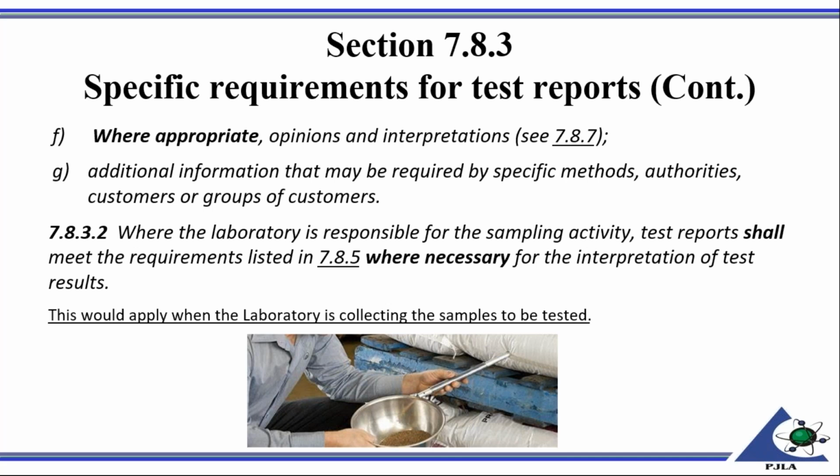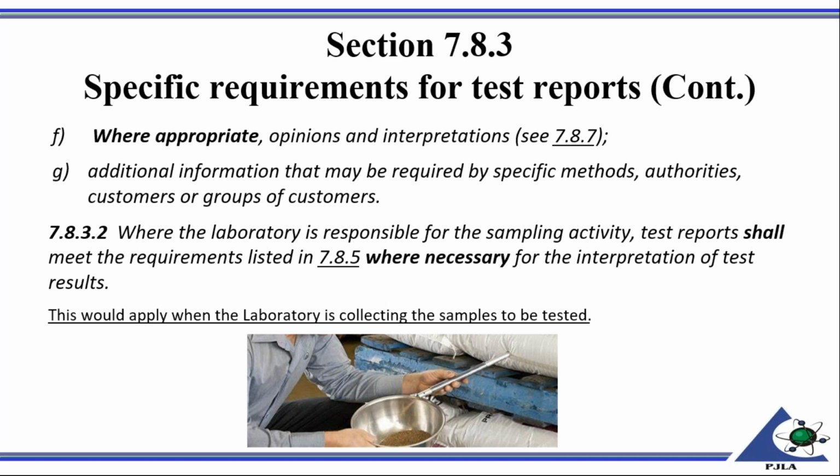Section G, additional information that may be required by specific methods, authorities, customers, or groups of customers. So if, let's say, you have a state requirement, or a government agency, the customer, group of customers, a specific method, if they need additional information because it's a requirement by, let's say, the FDA, the Food and Drug Administration, or Department of Agriculture has specific requirements and information that's going to be included there, you're going to want to include it on there. The customer will likely make sure that you include that because that's what they're using it for. So just be aware.